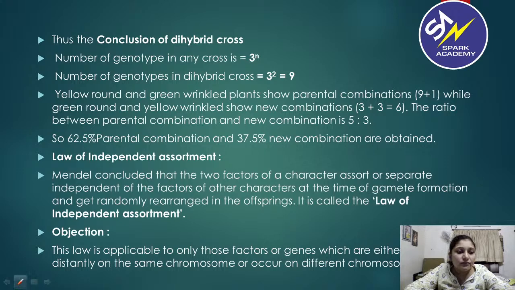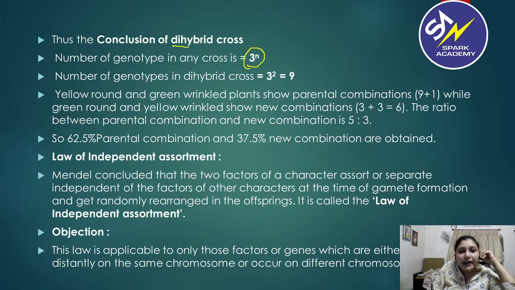Next, the conclusion of the dihybrid cross. The number of genotypes in any case is 3 to the power n, and in a dihybrid cross two characters are taken, so it is 3 power 2, 3 squared, that is 9. Yellow round and green wrinkled plants showed the parental combination of 9+1, while the green round and yellow wrinkled show the new combination of 3+3, that is 6. The ratio between the parental combination and the new combination is 5:3.